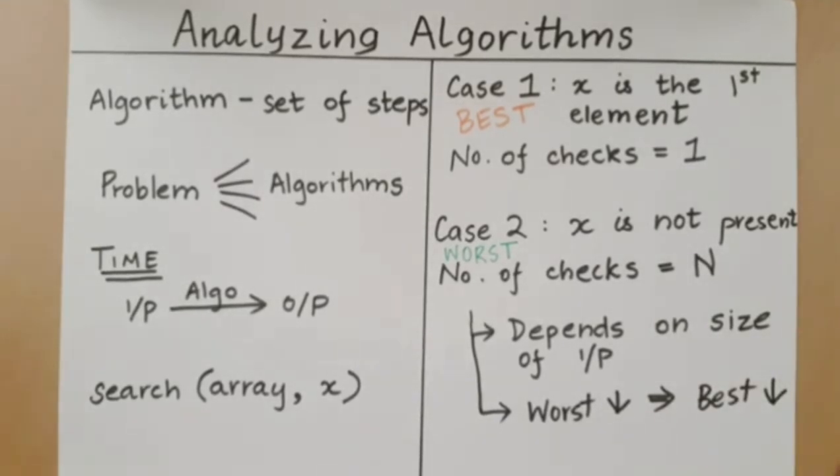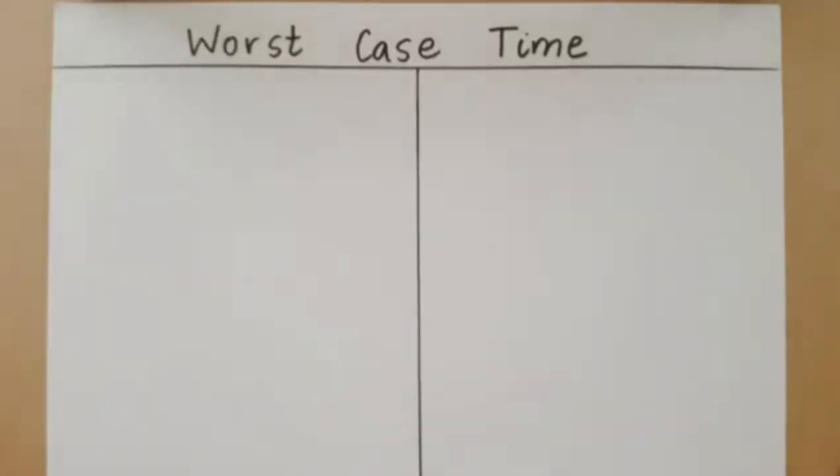Now that we are convinced that the worst case time is what we must be concerned with while analyzing algorithms, the question arises, how do we calculate the worst case time given an algorithm? This can be done by counting operations in the worst case. So let's see how to calculate worst case time given an algorithm. We do this by counting the operations taken by that algorithm in the worst case.